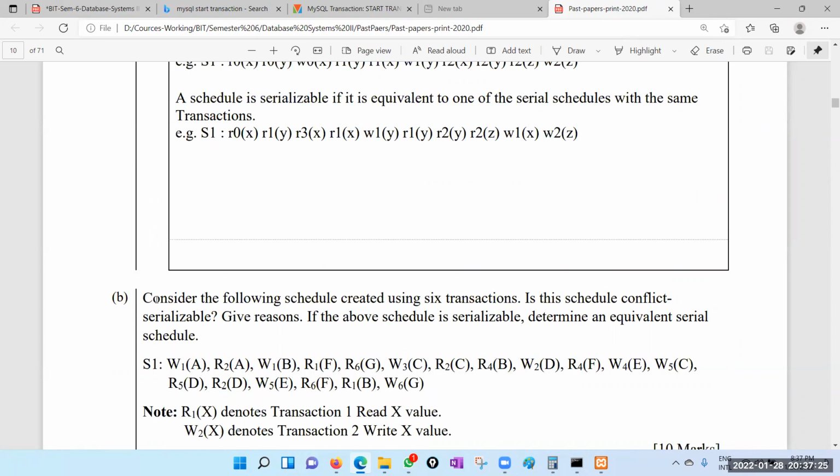Right. Consider the following schedule created using transactions. Is this schedule conflict serializable? Give reasons. If the above schedule is serializable, determine an equivalent serial schedule.